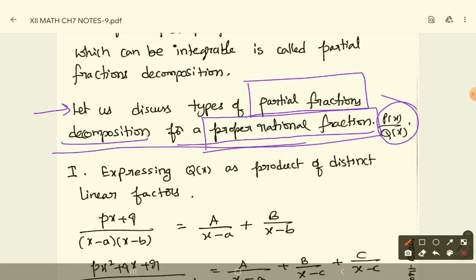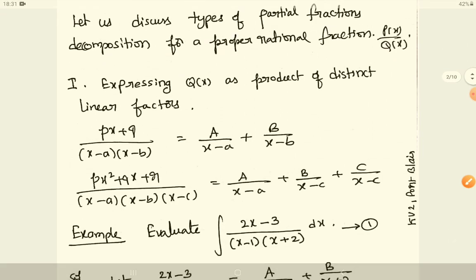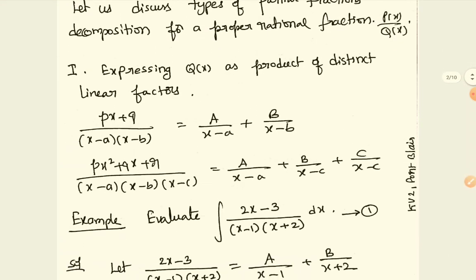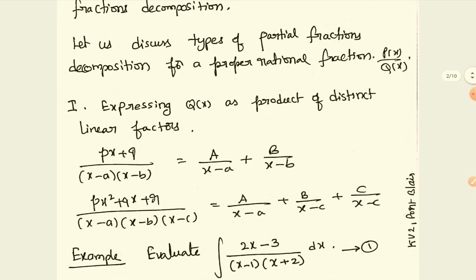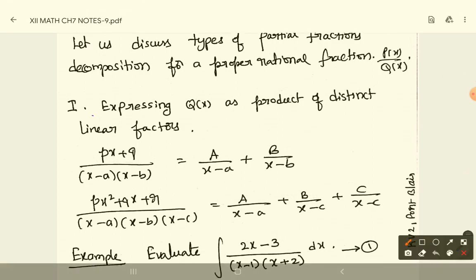Otherwise, you will have to perform the division, then use the partial fractions concept. Okay. So it depends. Now the type 1. In the partial fractions, type 1 will be like this. Look at this: the denominator, expressing q of x, means expressing the denominator as a product of distinct linear factors.